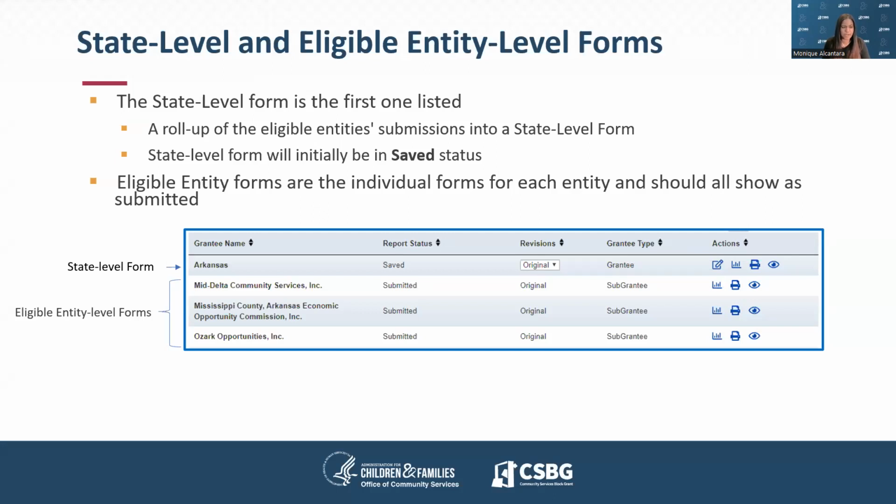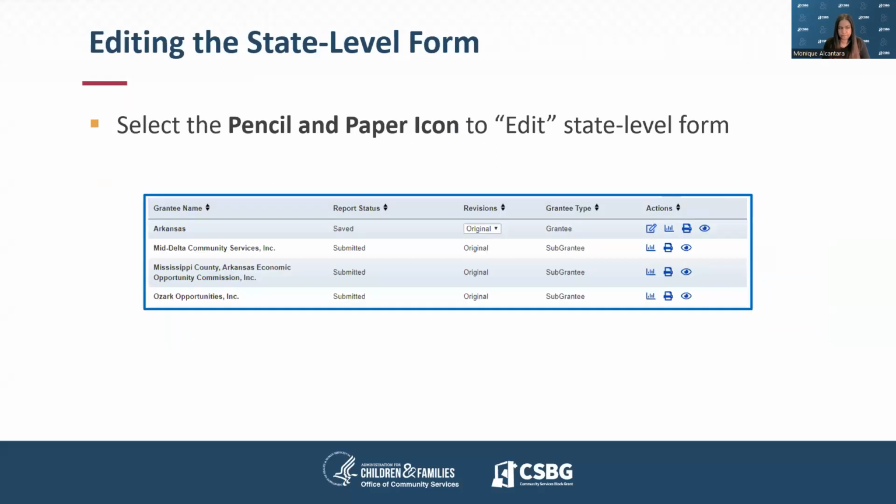In this example, we have Arkansas, and then under the state level form, you'll see the eligible entity level forms, which we'll come back to a little bit later. The state level form is a roll-up of the eligible entity submissions, and it rolls all the data up into the state level form, except for narratives and checkboxes. The state level form will initially be in save status, and you'll have to view the state level form in order to submit. Next slide.